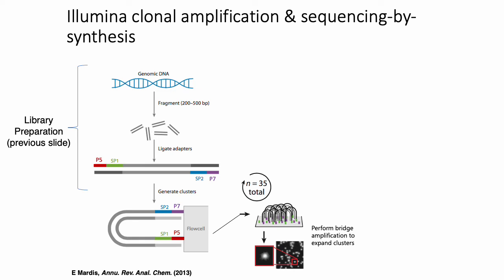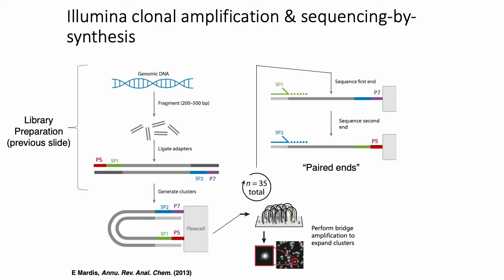And so in the next few slides, I'll go into bridge amplification and the actual sequencing by synthesis more. But for the purposes of this slide, to show you the overall process, just know that you need to do bridge amplification in order to increase the number of copies of a fragment at a position in the flow cell. And once you've completed bridge amplification, that's when you do the sequencing by synthesis.